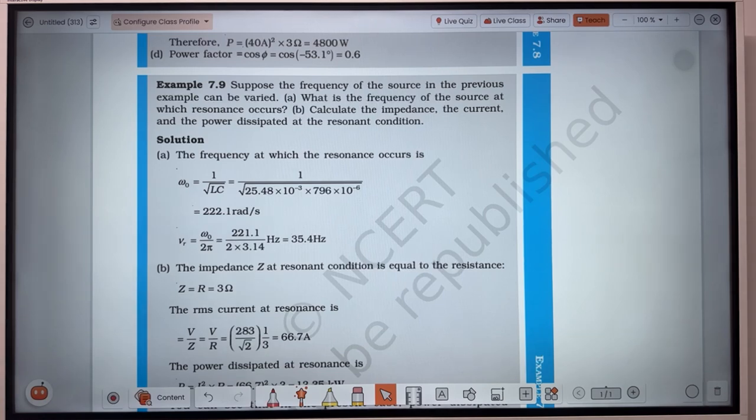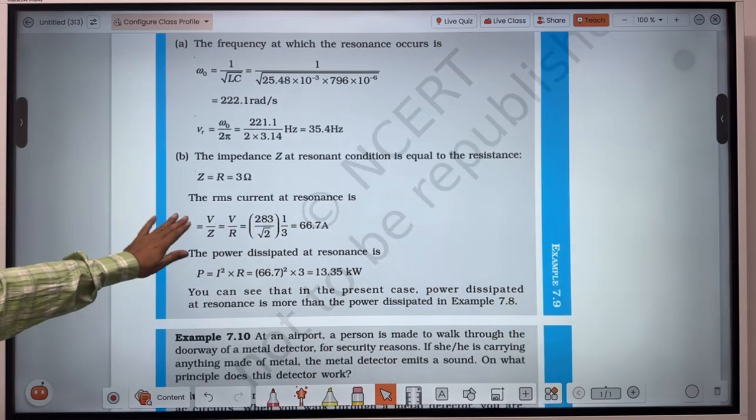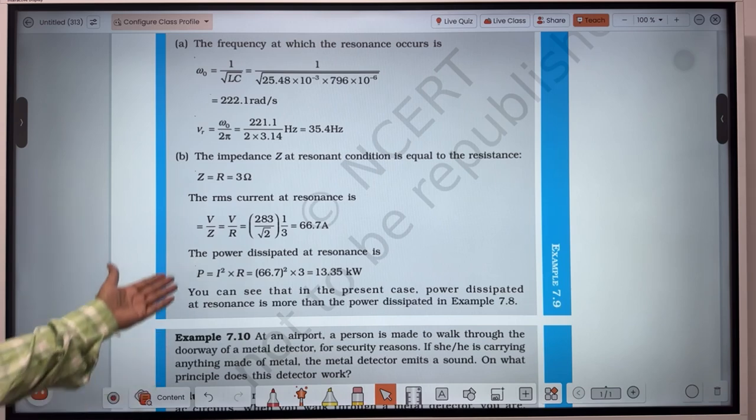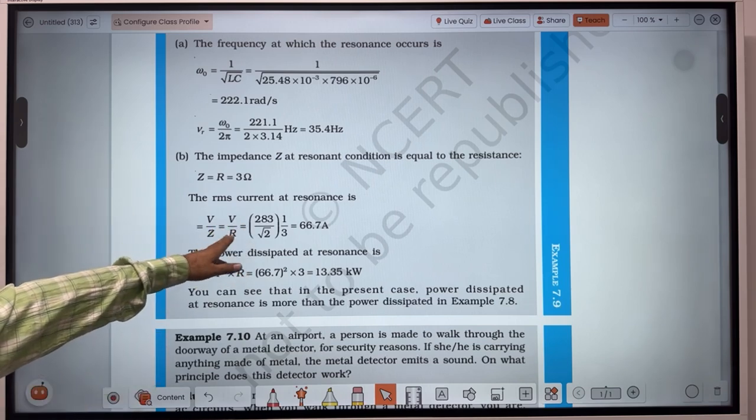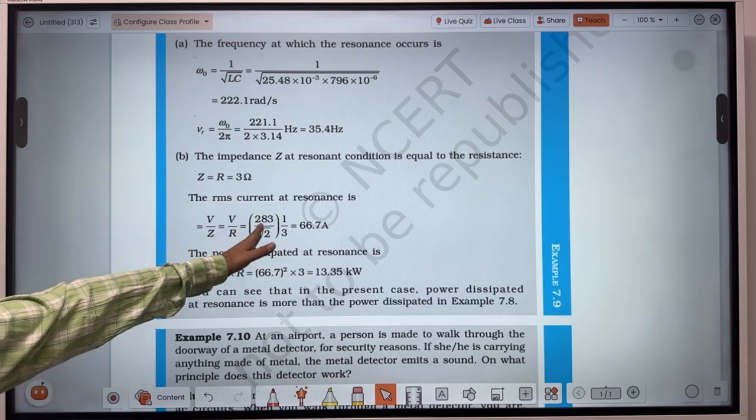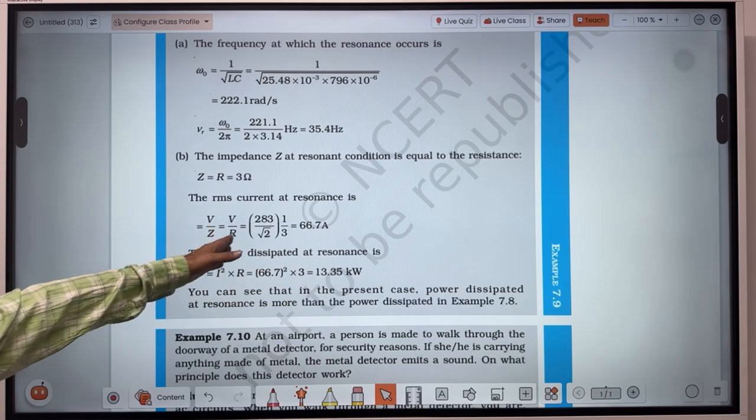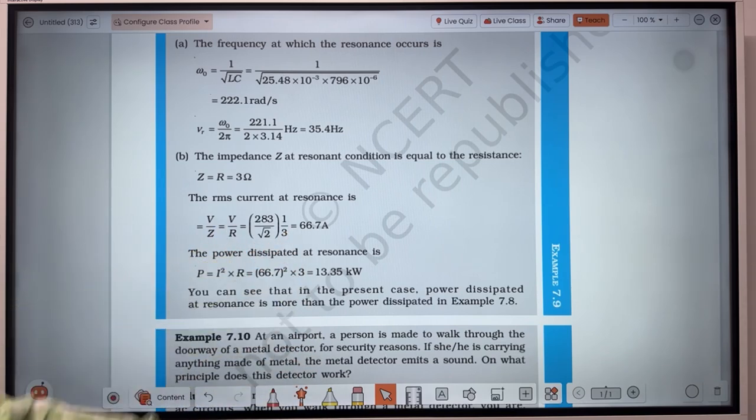Correct? Now, in case of resonance, what happens? Net reactance becomes zero, so net impedance becomes equal to resistance, so Z will be R. And RMS current at resonance condition will be V upon Z. V is 283 divided by root 2. This is the peak value, so that is why the RMS value is found. And then resistance 3 ohm. So this comes out to be 66.7 ampere.